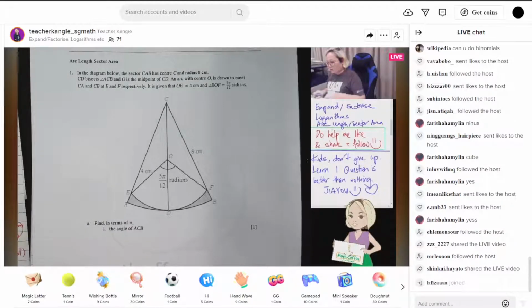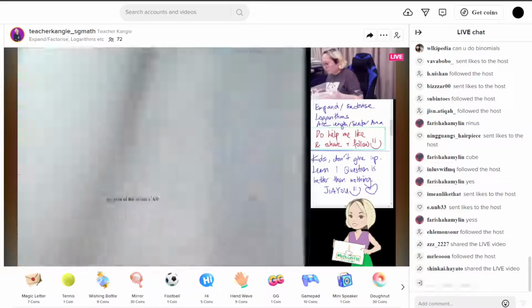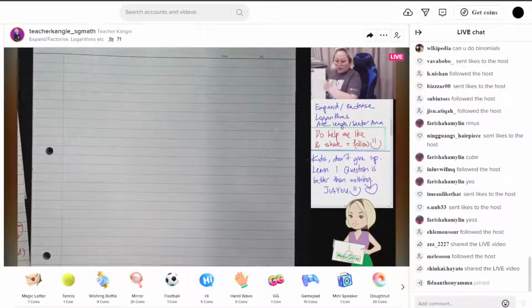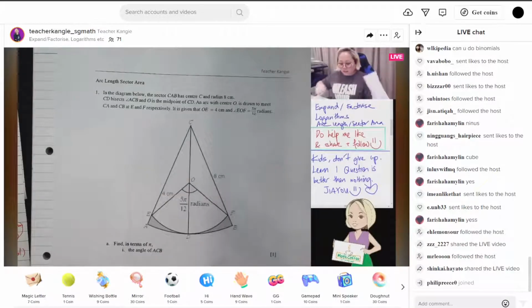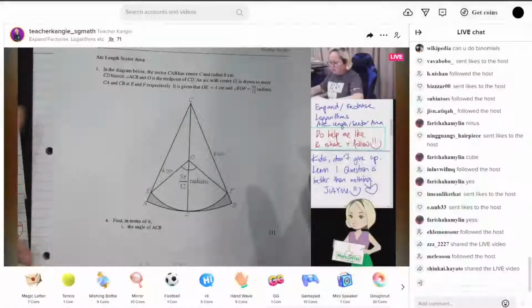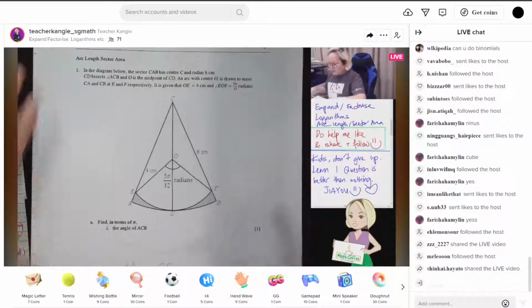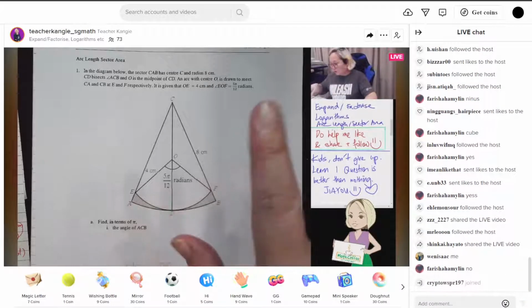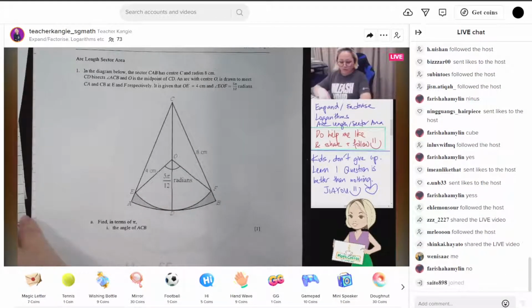I left the last question, which is the arc length sector area, but I'm not so sure whether anyone is here listening for arc length and sector area. I'm just doing one. Okay, let me see a show of hand. Who wants to listen to this one question for arc length sector area? If not, then I will not talk about it today. And I will just skip this.